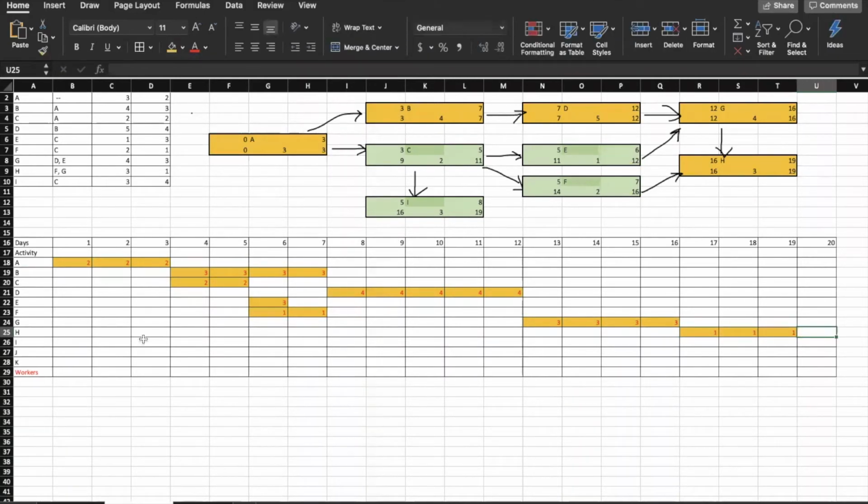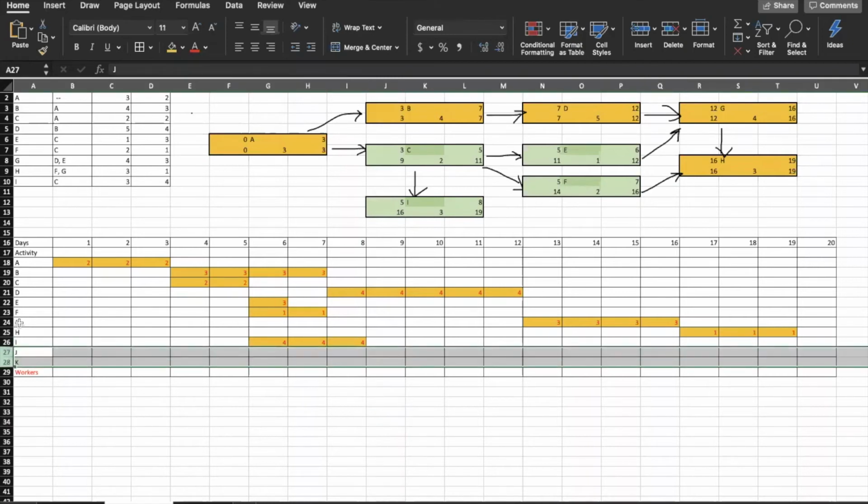And our last activity is I, that starts right after C. So C is right here. We can start then on day 6, and that takes 3 days and 4 workers. So we have completed the chart.